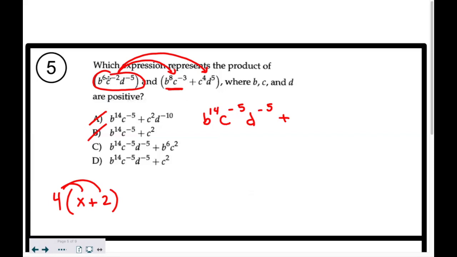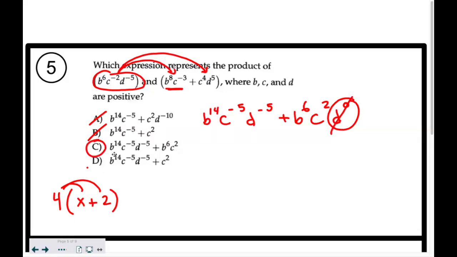So then I just go back and do it again. B to the 6th. Well, there's no b here, so there's just a b to the 6th. I probably could stop there because there's a b to the 6th, but just to finish it, c to the negative 2 times c to the 4. Well, negative 2 plus 4 is 2. And then d to the negative 5 and d to the 5th. Well, negative 5 plus 5 is 0. And another thing we should know is that anything to the zero power is one. So that is just not there. So again, the answer is C.